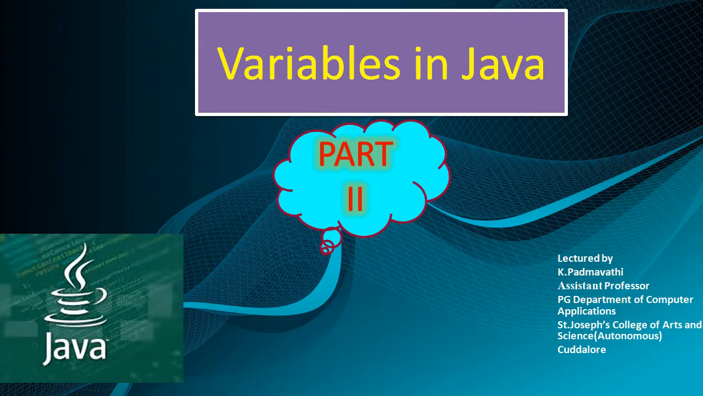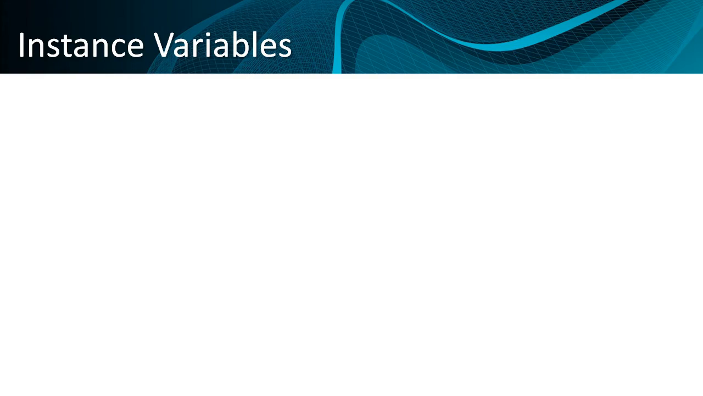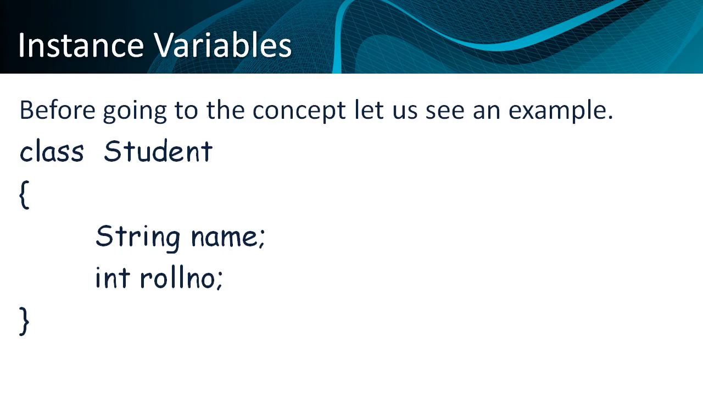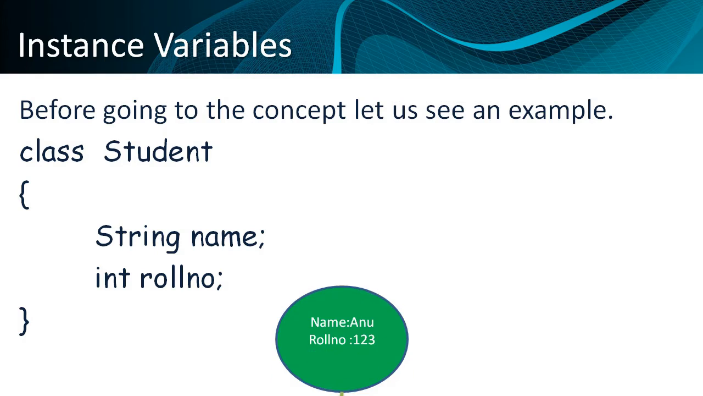Today we are going to see about instance variables in Java. Let's go to the video. Before going to the concept, let us see an example. Here, class Student. Observe that one. Every student has a name and roll number. So, class Student has the variables name and roll number.